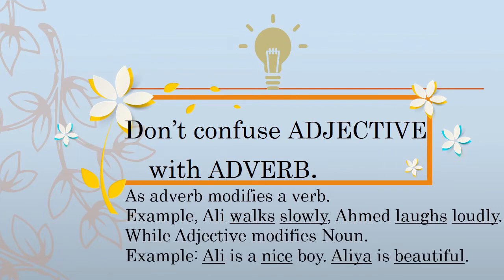Do not confuse the adjective with the adverb. Adverb qualifies a verb. So what is a verb? A verb is an action word. For example, Ali walks slowly. Here, walks is a verb and slowly describes this verb. So it is an adverb. While an adjective describes a noun like Ali is a good boy.